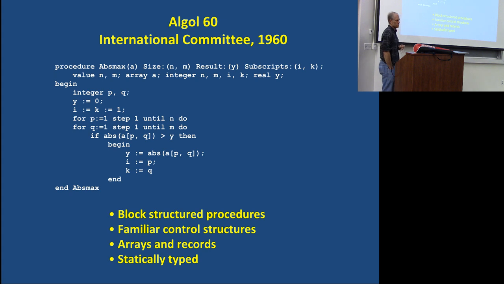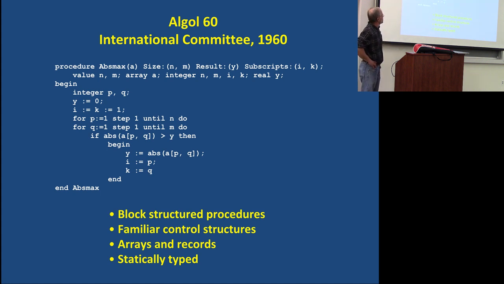So then a committee of computer scientists, half from Europe and half from the US, got together in 1959 and 1960 and created a language called Algol 60. And you can think of Algol 60 as being the precursor of a lot of languages that we use today. So it was block structured, meaning that you have begin and end. Nowadays we use braces for that. It had familiar control structures, like you see for loops there.